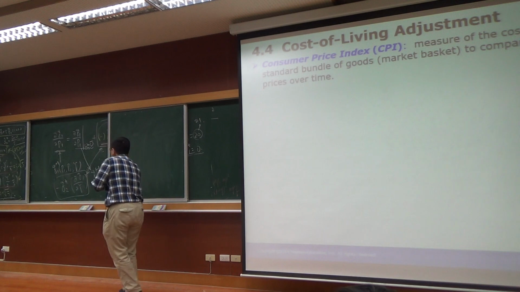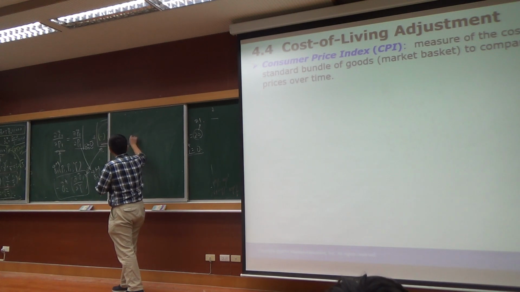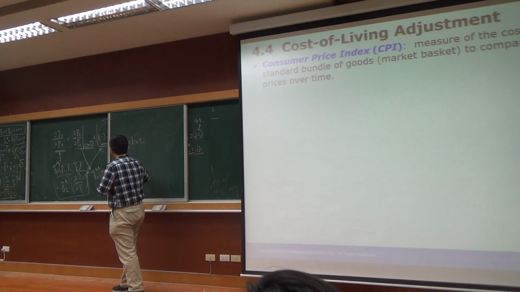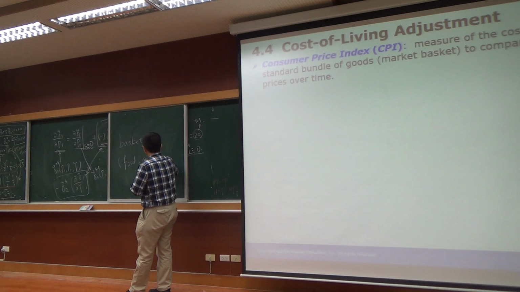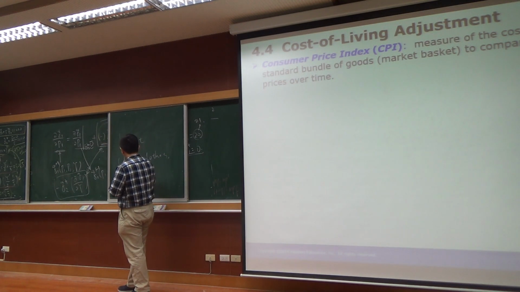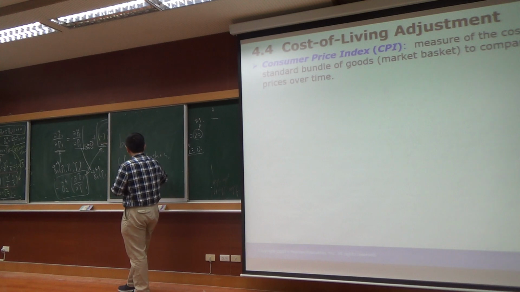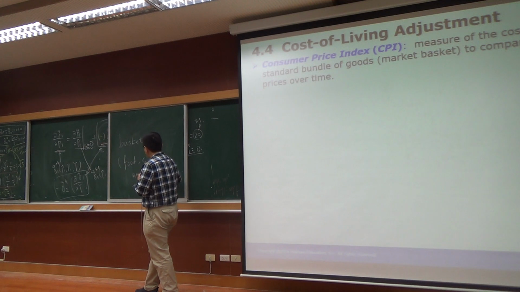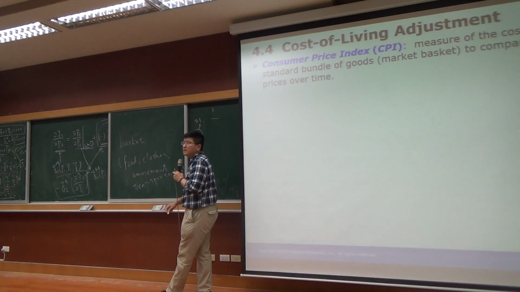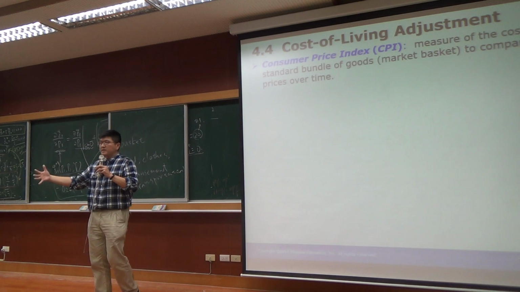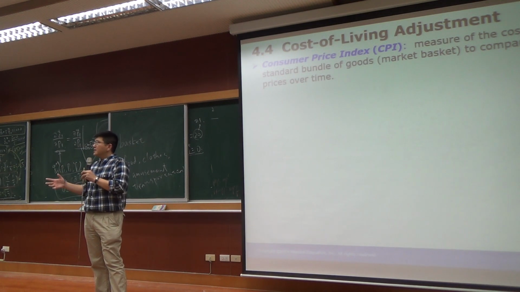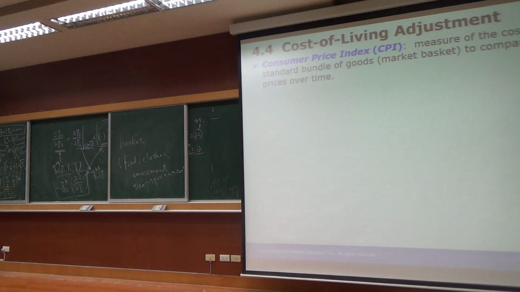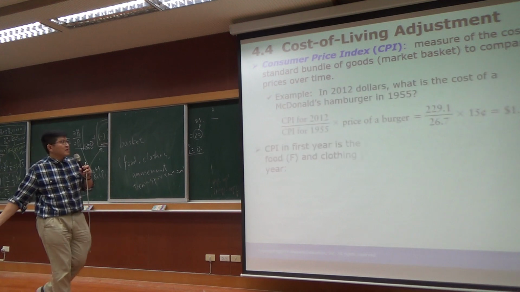We may make a basket consisting of this kind of things: food, clothes, amusement, transportation, right? So make it a basket. And with this basket, it's just like a weighted index of the prices. So let's have a look at this.